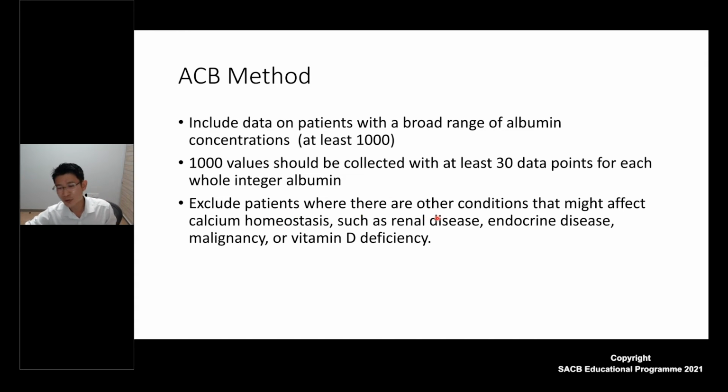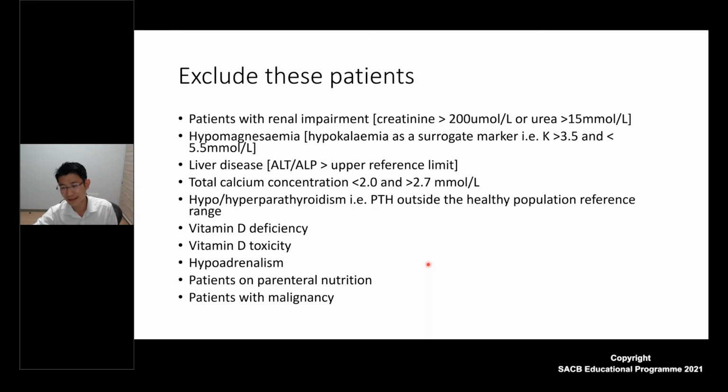You also need to exclude patients with other conditions such as kidney disease and hyperparathyroidism. Okay, and we also need to exclude people with cancer or vitamin D deficiency. So these are some of the criteria. You can all Google the ACB position guideline if you are interested in developing equations for your lab.